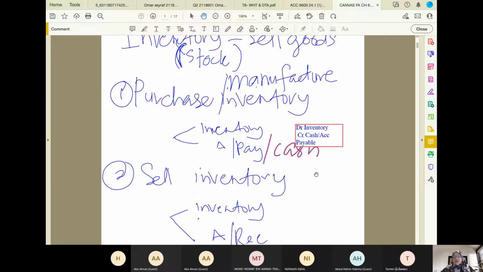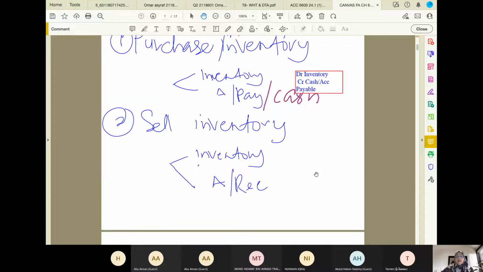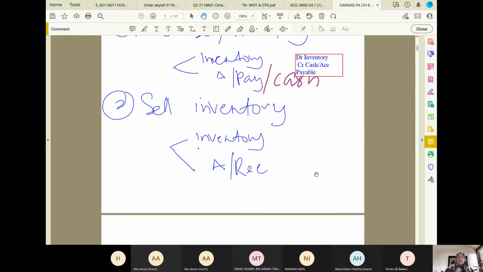In this case, it's very straightforward. When you purchase, inventory increases, but when you sell your inventory, then your inventory will decrease. So when you make a sale, you're going to have an entry where you debit, because you will receive cash, or if you sell on account, you're going to create your accounts receivable, because you're going to receive the money later, not now. And then you're going to credit your inventory.